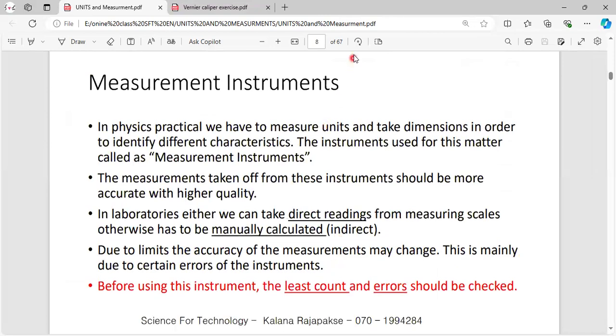Now, since we talked about several of these physical units, it's time to talk about the measuring instrument, right? Measurement instrument. We can use the measurement instrument to take the dimensions. If I want to measure a length, I can use a meter ruler, right? Like that.